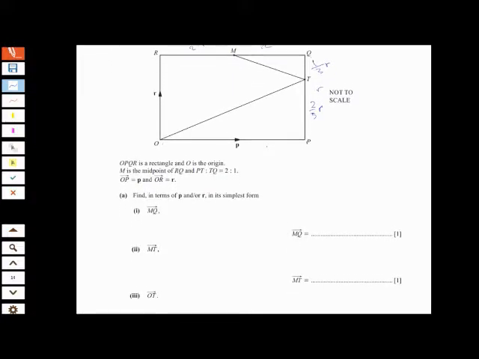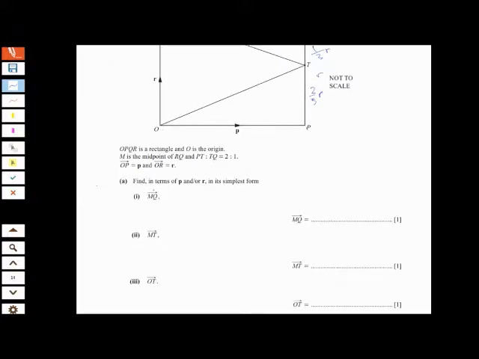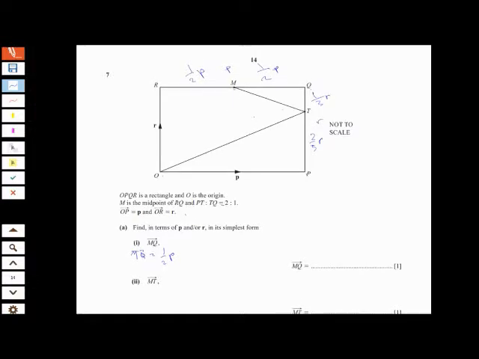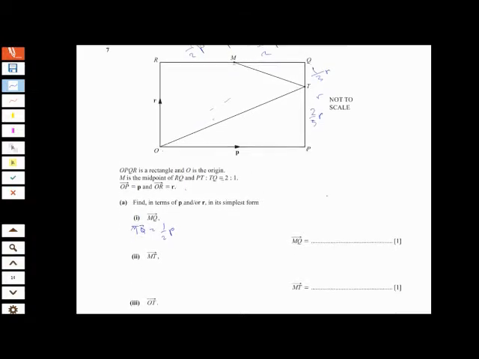What do they want? Find, in terms of P and R, MQ. MQ equals, where is MQ? Okay, we already know that, it's half P. So it's really important to analyze the given information and write it down on the figure. That helps you answer much faster.